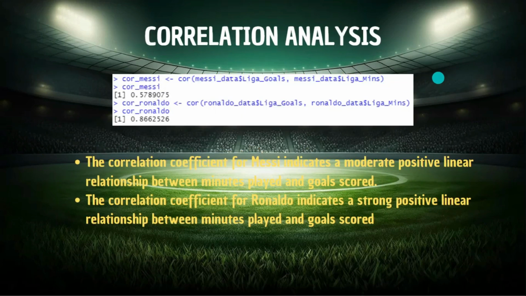So here's a correlation analysis. Basically, the correlation analysis helps me to understand the strength and direction of the relationship between minutes played and goals scored. So we see that the correlation coefficient for Messi indicates a moderate positive linear relationship between minutes played and goals scored, since it's 0.5789075. And the correlation for Ronaldo is 0.8662526, which indicates a strong positive linear relationship between minutes played and goals scored.